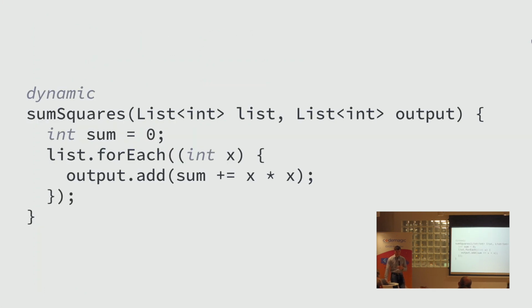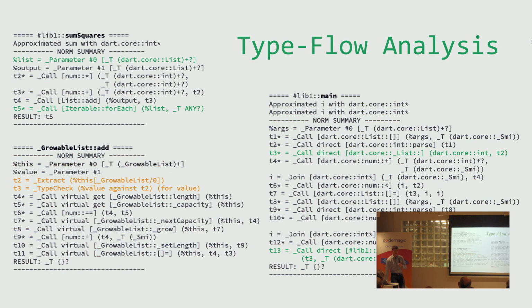So we can see how that allows us to optimize our sum squares example from before. We bring back the type annotations for list and output parameters, and then the stuff in italics is what the type system infers. It now infers that the type for x is going to be an int, and it infers that sum is going to be an int. Then we plug it into type flow analysis.